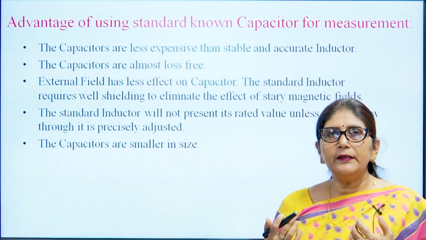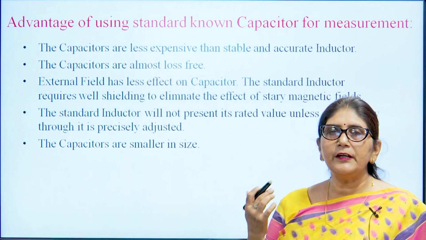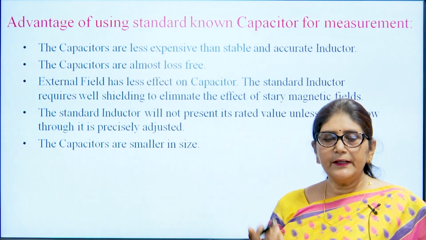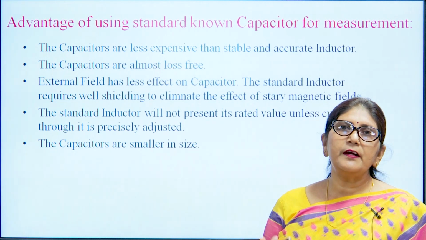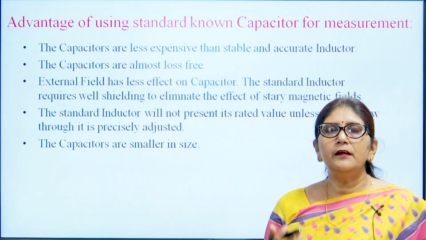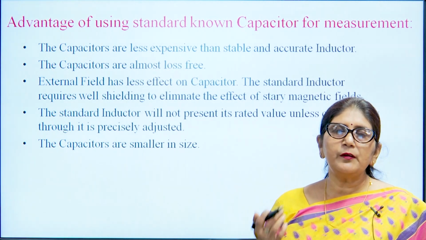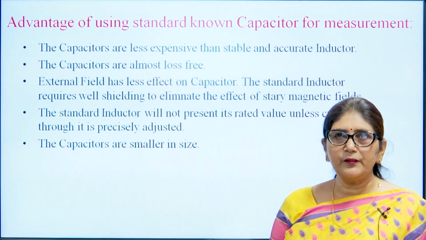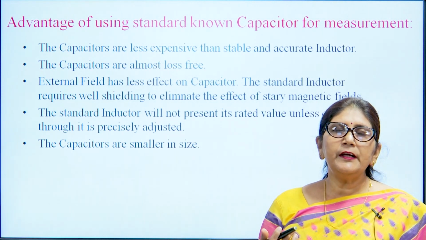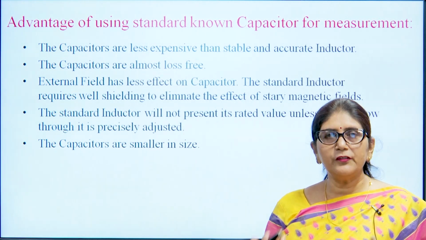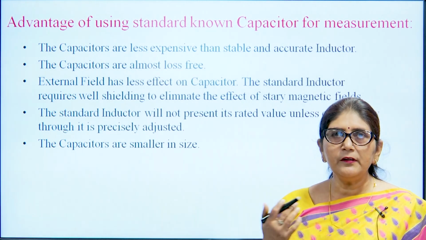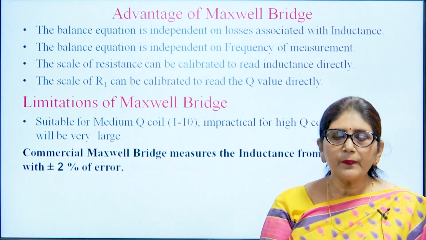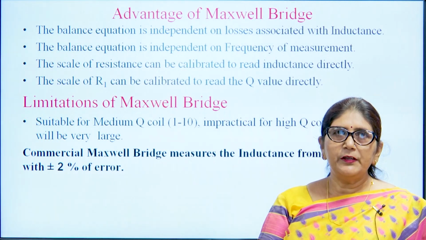Standard inductors will not present their rated value unless the current flowing through them is precisely adjusted. In comparison to inductance, the size of capacitance is also very small. And one more thing, capacitance can be fabricated on a chip, which is not possible in the inductor case. So, now the advantages of the Maxwell bridge.